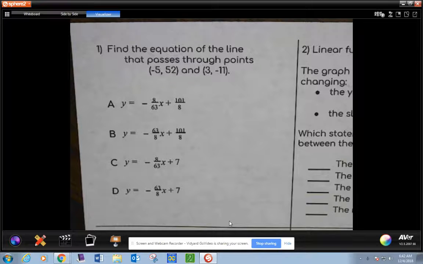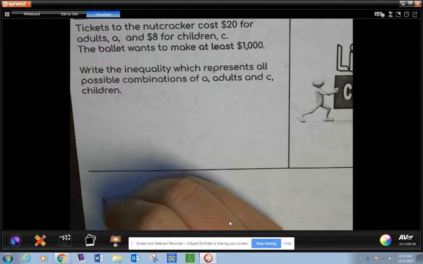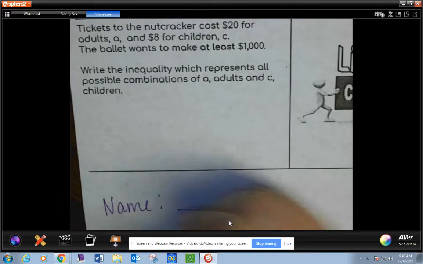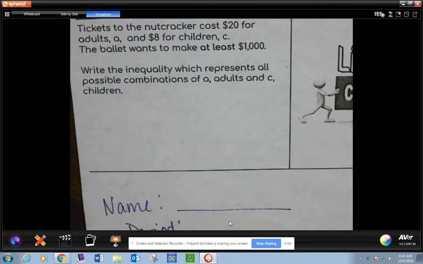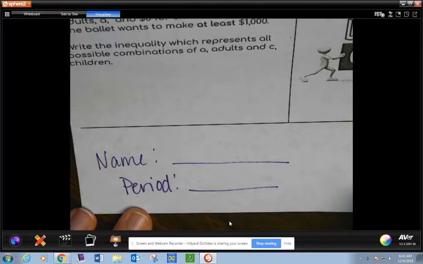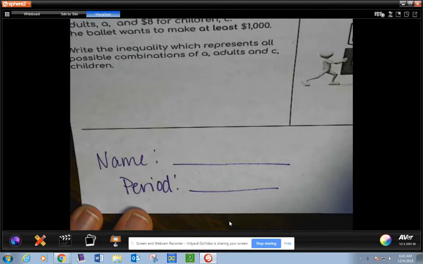This is going to be the review for your CBA that you're going to take on Thursday. So, if you can, please, at the bottom there's this white spot, put your name and your period. You are going to turn this page in to the sub before you leave. So make sure that you have your name and period on it, please.